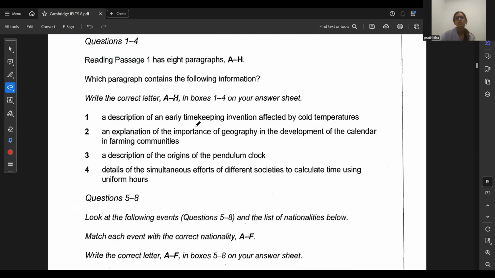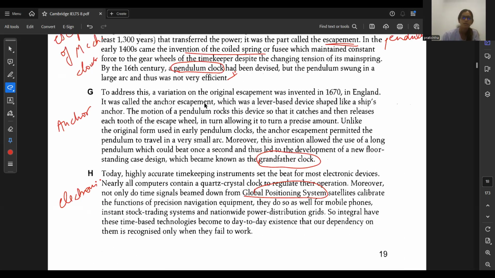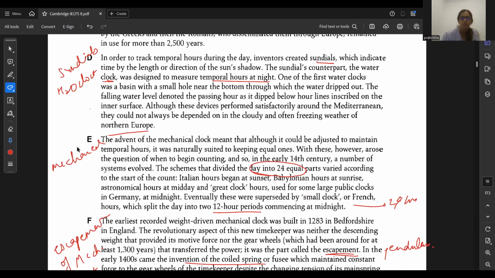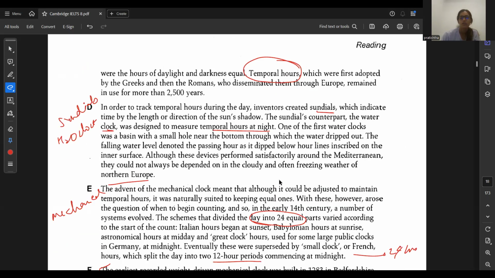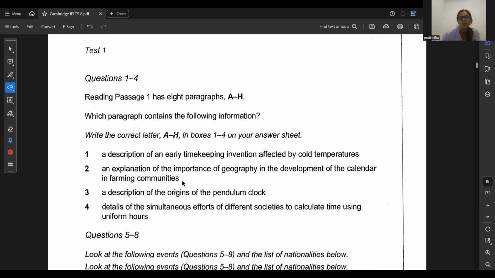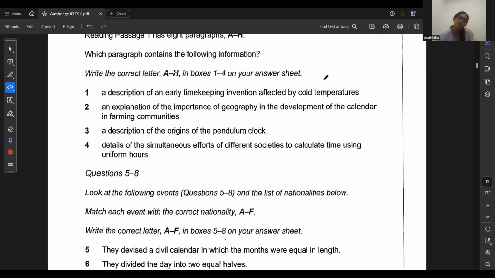Okay. So, a description of early timekeeping affected by cold temperature. If you remember, we were talking about it, and it was affected by cold temperatures, right? We were talking about the solar and the water thing. So if we go back up, it's here, a water clock, which was an issue in the often freezing weather of northern Europe. So this is where we get it, and the description of early timekeeping would be D.